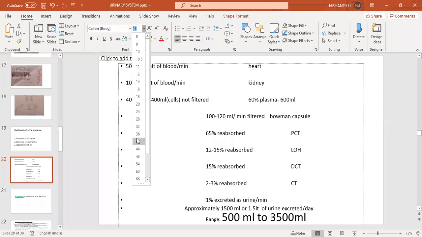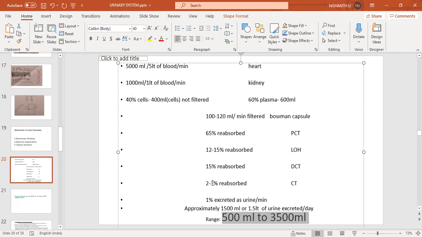Now you try to understand the concept. You know that some substances are reabsorbed, some substances are excreted. All these substances are not in powder form or tablet form or capsule form. They are dissolved in water. What is the solvent here? Water. So you require some water to dissolve these particular solutes. So you definitely require water.